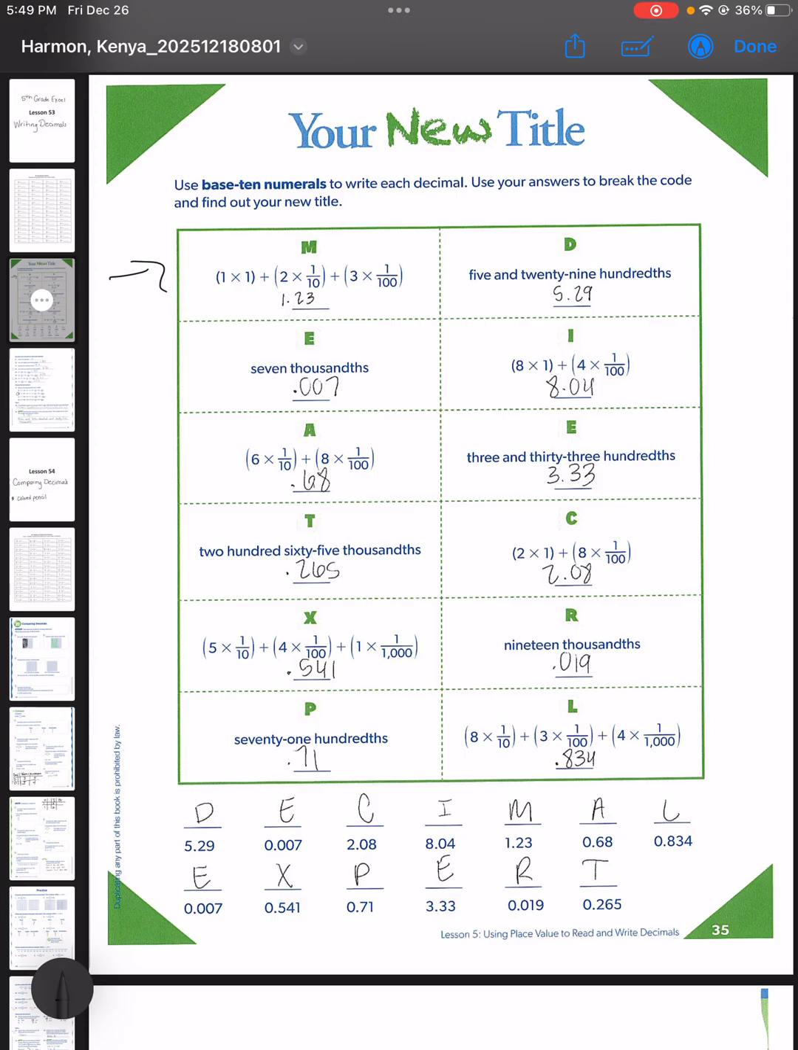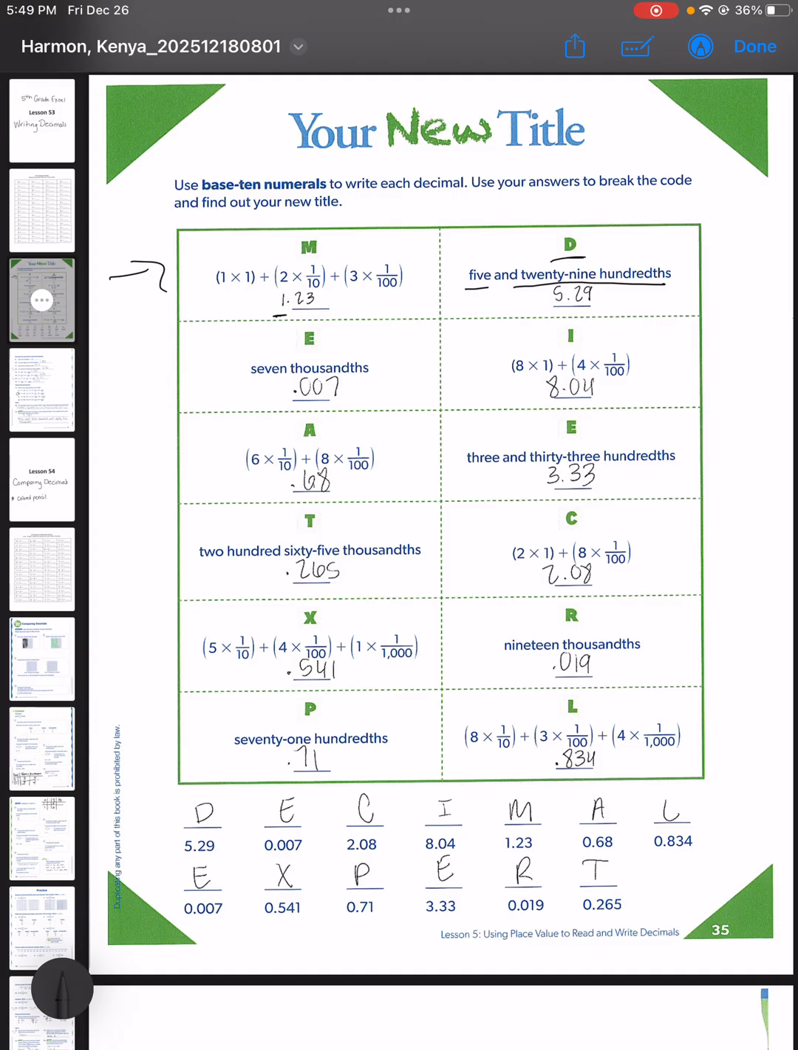So if we look at this first one, the M, we see 1 times 1 plus 2 times 1/10 plus 3 times 1/100. We know that 1 times 1 is 1, 1 times the ones. 2 times 1/10 is 2/10. And 3 times 1/100 is 3/100. So that's how I get 1.23. If I look at D, I have the words. I need to write it as a decimal. I have 5 and 29 hundredths, which is 5.29.